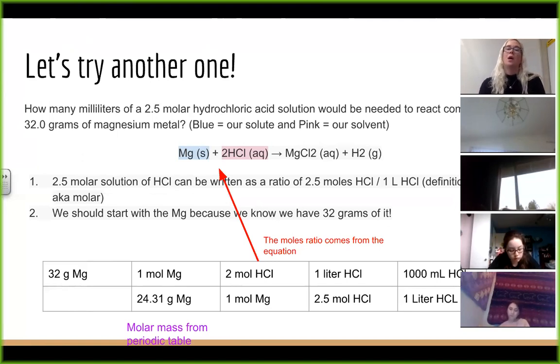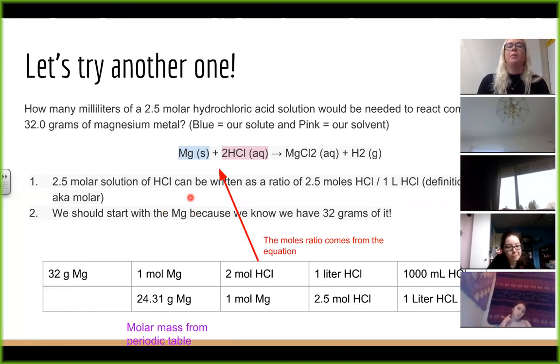So 2.5 molar solution, right, can be rewritten as 2.5 moles of HCl to 1 liter of HCl. That just comes from the definition of what molarity is, right? It's moles per liter. So we can separate that unit, and notice we keep it HCl on both the top and the bottom of that fraction, right? So it doesn't become, for example, like moles of hydrogen per liter of chloride or something like that. It becomes moles of HCl per liter of HCl.